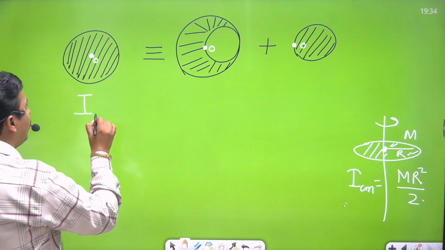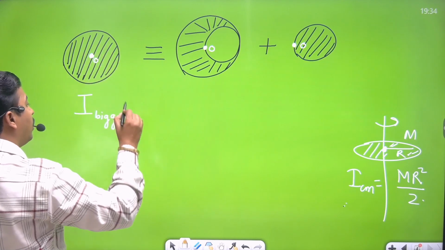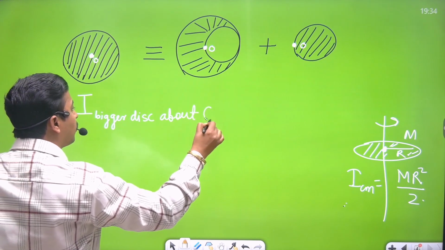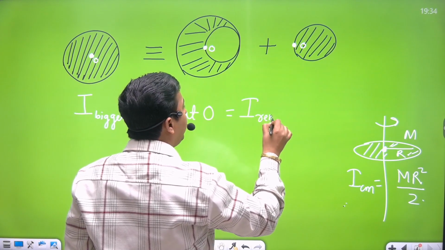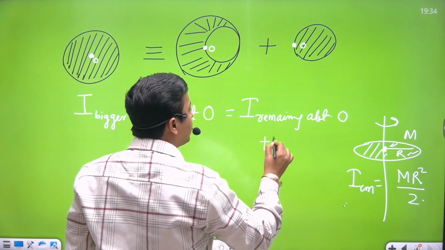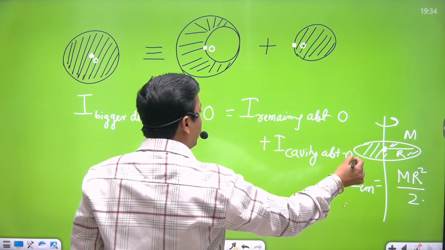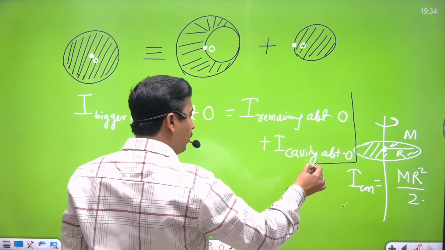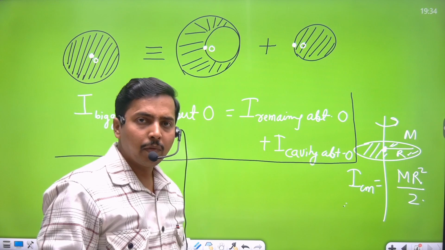I of bigger disk about O is equal to I of remaining about O plus I of cavity about O. This would be the strategy. This strategy is followed in solving any question pertaining to a cavity, right?